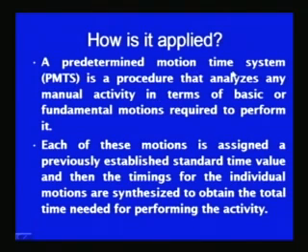A predetermined motion time system is a procedure that analyzes any manual activity in terms of the basic or fundamental motions required to perform the job. Each of these motions is assigned a previously established standard time value, and then the timings for the individual motions are synthesized to obtain the total time needed for performing the activity. So, here simple basic human motions are used to quantify the time required to carry out the job, and the times for the basic human motions have been established over a period of time.